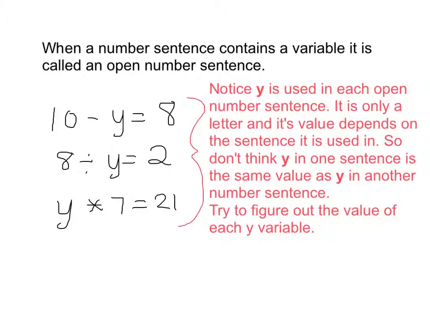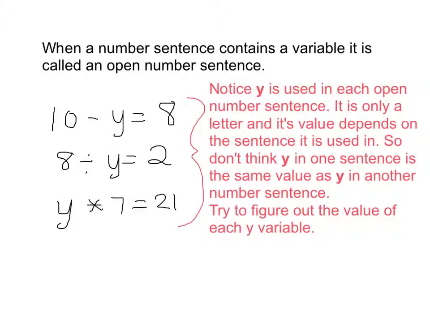Now, when a number sentence contains a variable, it is called an open number sentence. So take a look at what we have written here. 10 minus y equals 8. 8 divided by y equals 2. Y times 7 equals 21. Those are all open number sentences because they contain a variable which represents something we don't know yet, even if it's pretty easy and you kind of know what's going to go there.